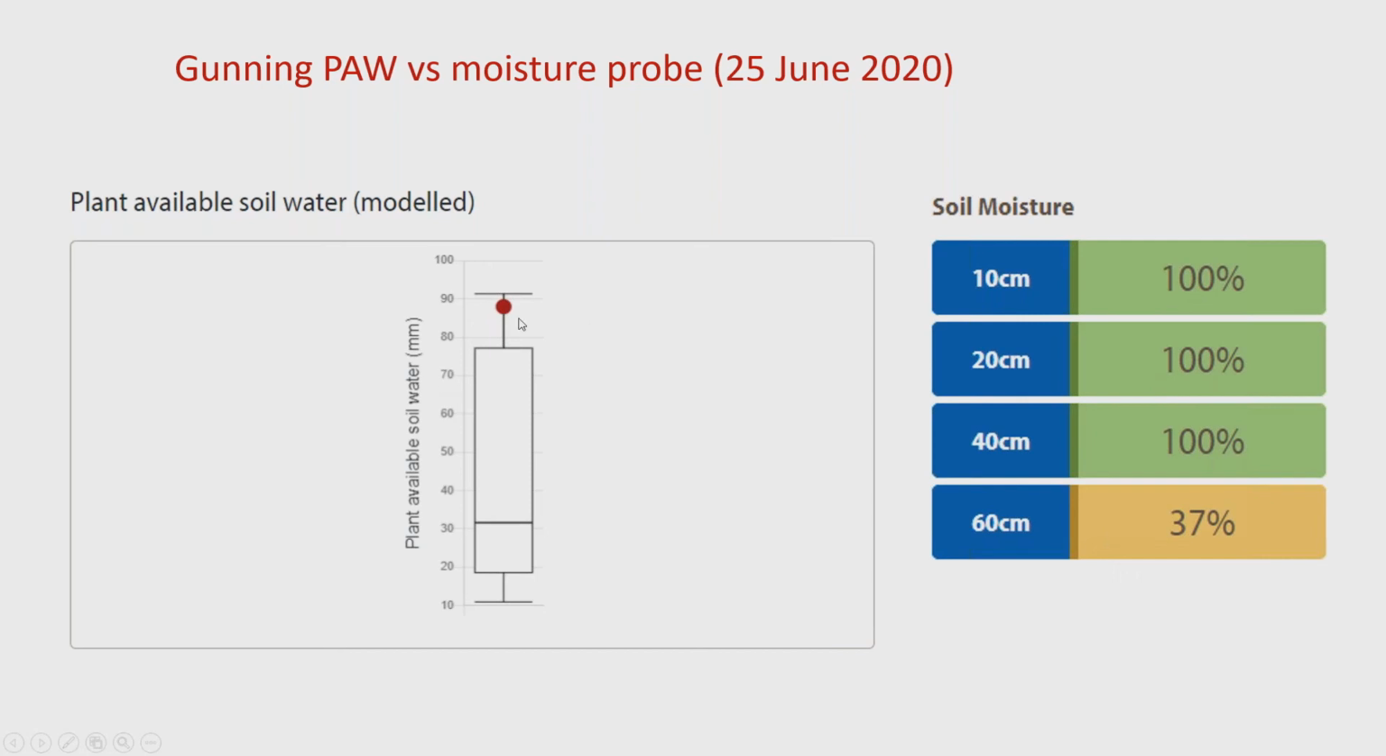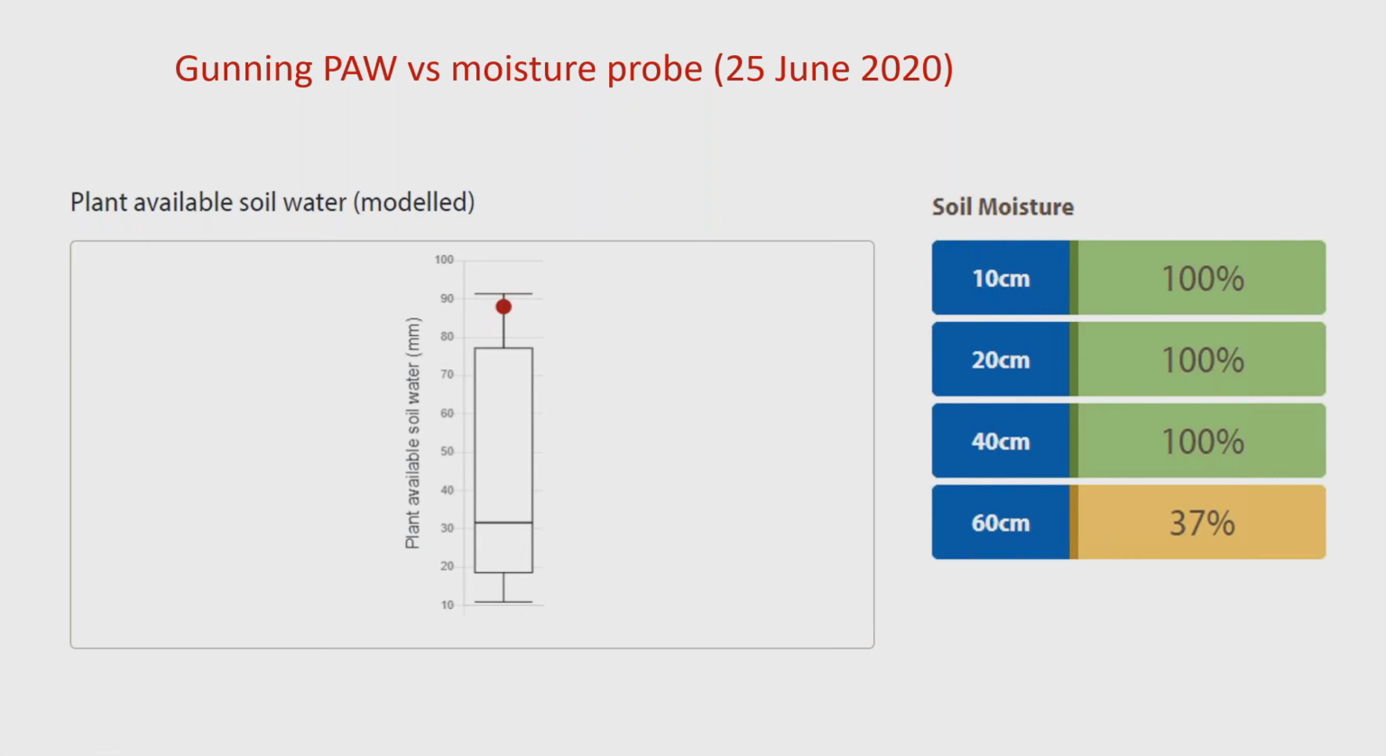So this is backing up what the modelled reading is saying, but the probe is also showing that the soil is still quite dry at 60 centimetres. So the probe gives us an insight into where the moisture is sitting in the soil profile. The PAW and the probe readings both provide different bits of information.